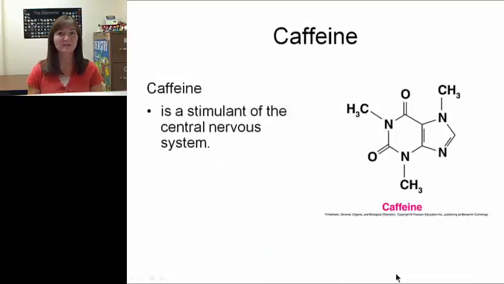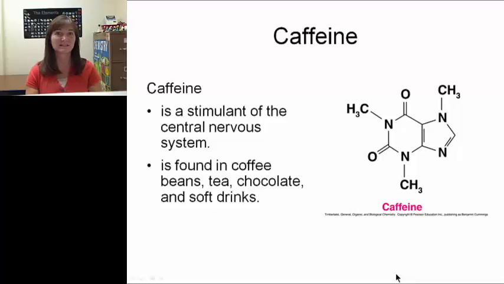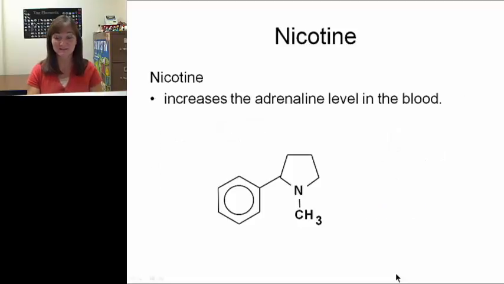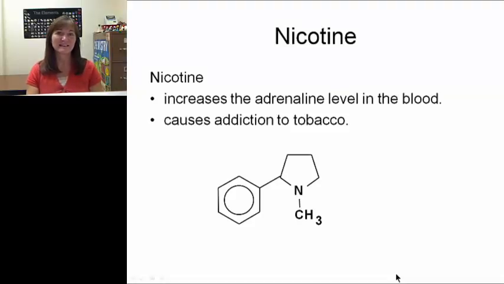Here's the molecule of caffeine. It's a stimulant of the central nervous system. It's found in coffee beans, tea, chocolate, soft drinks, and as many of us know, it's addictive also. Nicotine increases the adrenaline levels in the blood. It is the actual molecule that causes the addiction to tobacco.